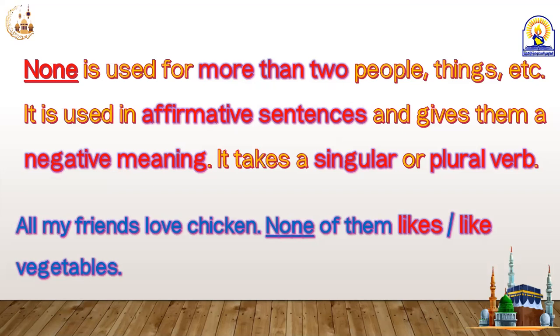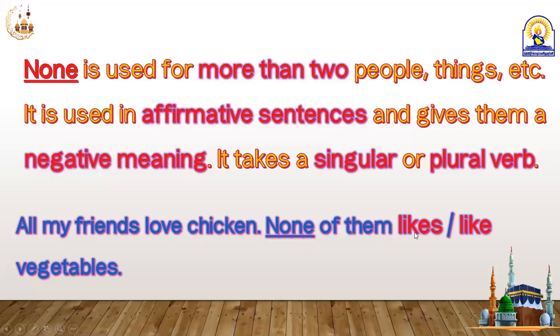Here, all of my friends, as I told you before, we use all when we talk about more than two. It means these friends are more than two. I have many friends, maybe 3, 4, 5, 10. So when I mentioned all, it means I have more than two. And when I'm using none, I'm talking about the same number, which is more than two. So all and none, they are used when we talk about more than two. But all in the first sentence makes it positive. They all love chicken. It's a fact. It's really that they love chicken.